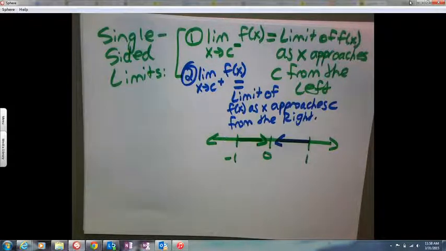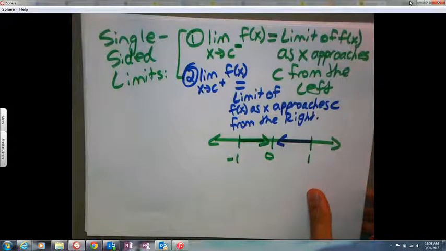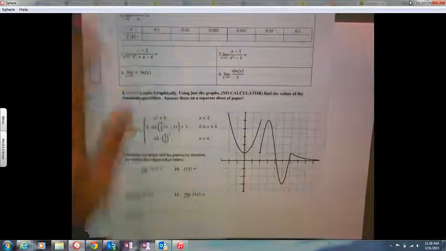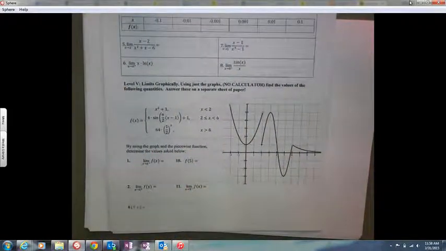Okay, so page 6, level 5. Right here, bottom of the page. There's just a bunch of limit problems here. These are graphical, and we'll just work through them, and I hope through the process what I discussed will become a little more formalized. So, limit as x goes to 6 from the left.